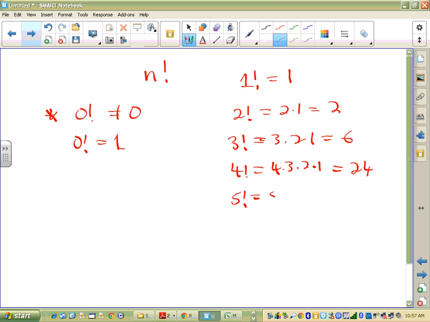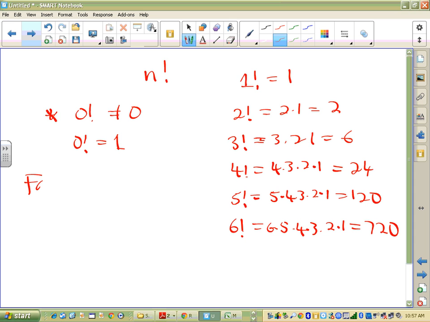5 factorial is 5 times 4 times 3 times 2 times 1, which is 120. 6 factorial is 6 times 5 times 4 times 3 times 2 times 1, which is 720. Okay, those are real common factorials that you will encounter on a day in and day out basis. That's called factorial notation.